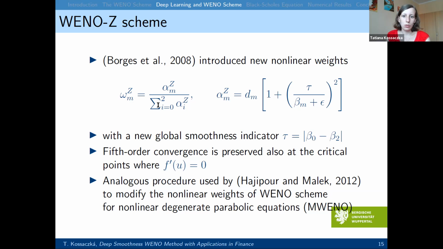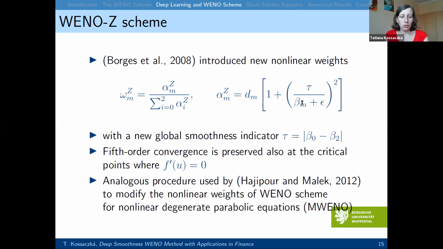As I said, I don't want to go into too much detail here. We just use these new nonlinear weights because it was proven that they also guarantee convergence at the critical points. But here is also this parameter beta, which we improve. Okay, so that was just something about the method.